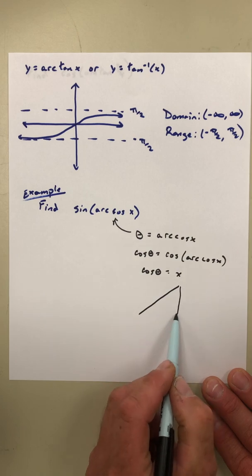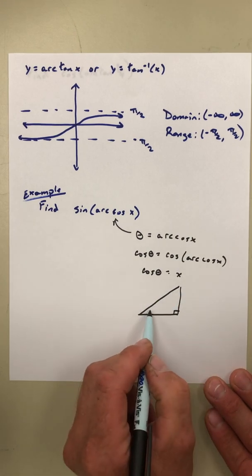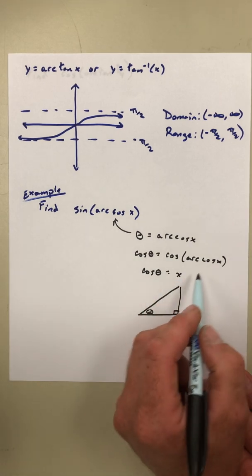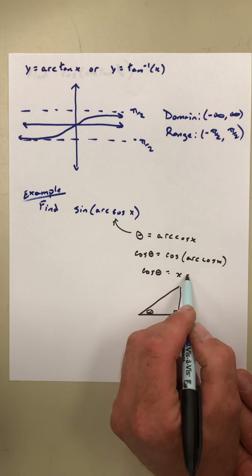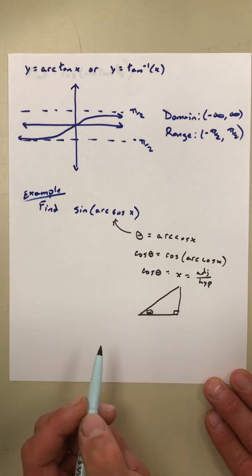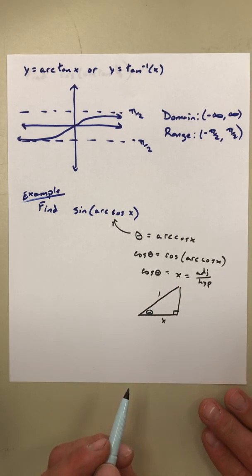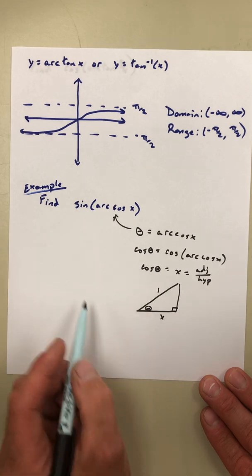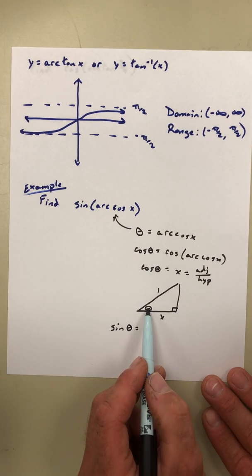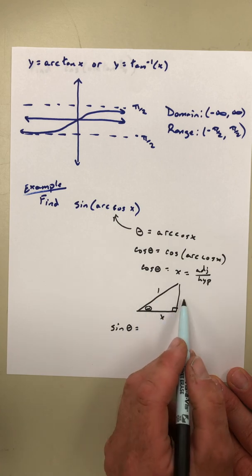So I can draw a nice right triangle. Go back to right triangle trig. I can set theta to being either of the other angles. I know the cosine is the adjacent side over the hypotenuse. So my adjacent side would be x. I can make that a fraction, putting it over 1. So I'm looking for, then, the sine of theta. The sine of theta is going to be the opposite over the hypotenuse. So how do I find that side?